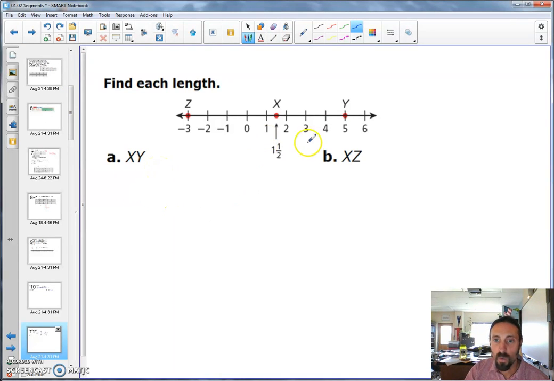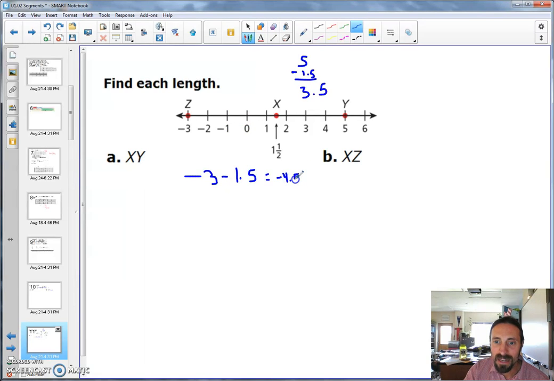X to Y, so I get 1.5. Y is 5. 5 minus 1.5, of course, is 3.5. And XZ, ooh, now I've got a negative in there. I'm going to do negative 3 minus 1.5. So a negative minus means I'm going continued. So that would be negative 4.5.